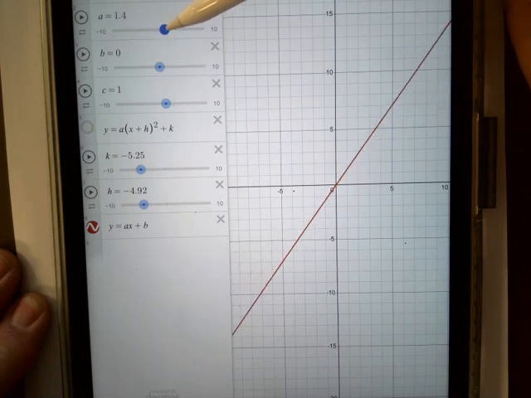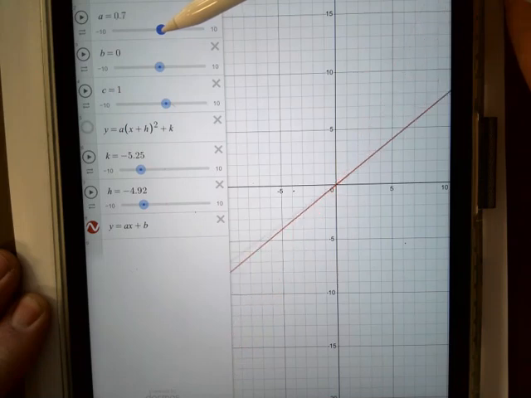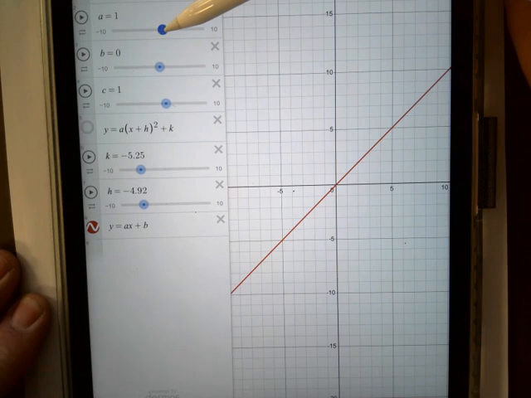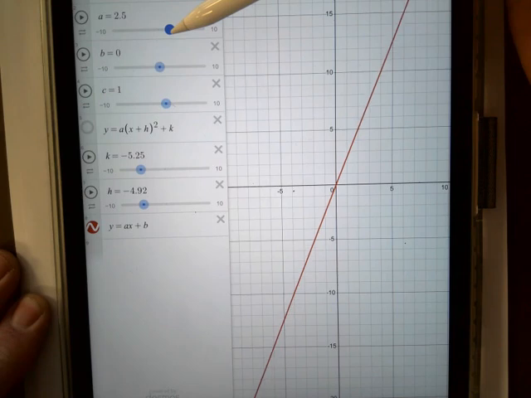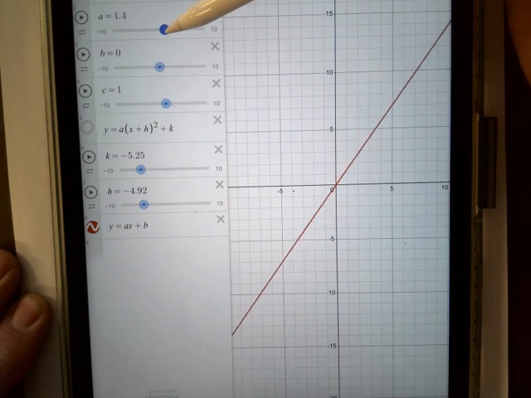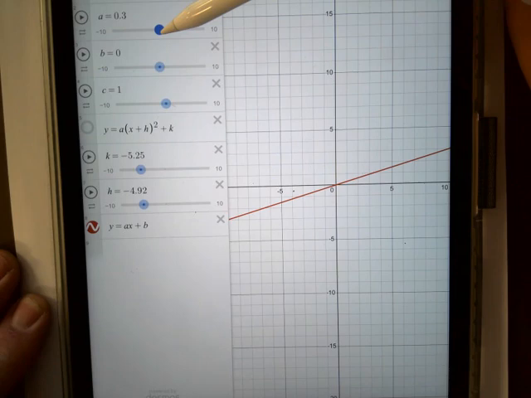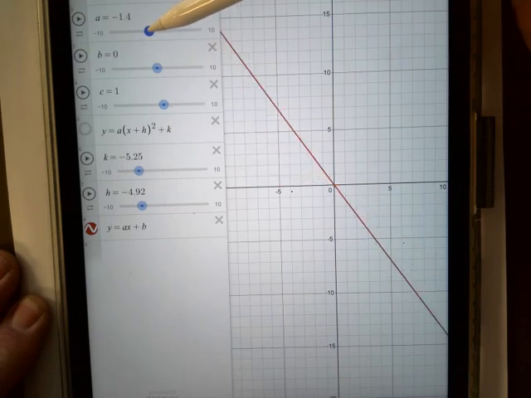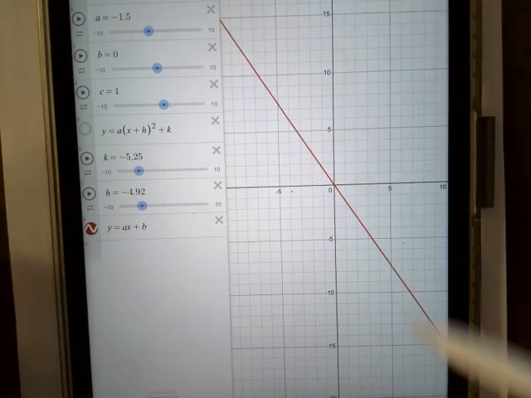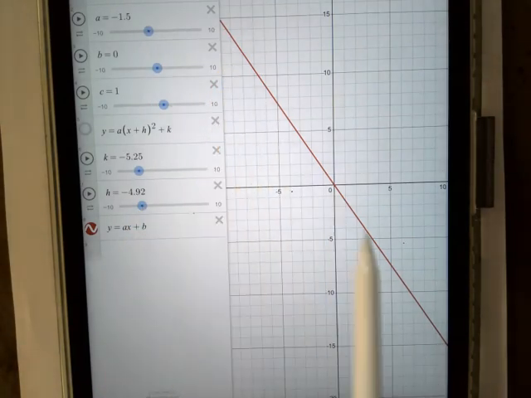And I have a slider here for the leading coefficient. Obviously it will affect how steep or shallow the line is. If the value is greater, it's going to be steeper, right? Your slope is steeper. If it's getting closer to 0, it's going to flatten out until you get to exactly 0. But then when it turns negative, it's going to point downward, right? You always read a graph from left to right. So this is a linear, okay?